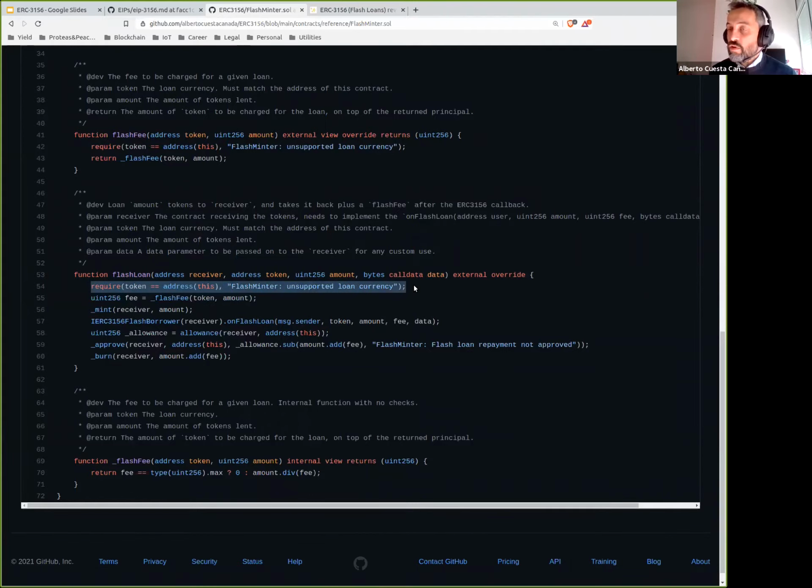The flash minter just needs to check that the token that the borrower is asking for is itself. That's great. Then it calculates the fee. It mints the amount to the receiver. Then it calls on the receiver this callback, which is basically saying, I've sent you this many tokens of this token. You need to repay the amount plus this fee. I got this data to pass you along. And this is the account that initiated the loan. It's just calling this function.